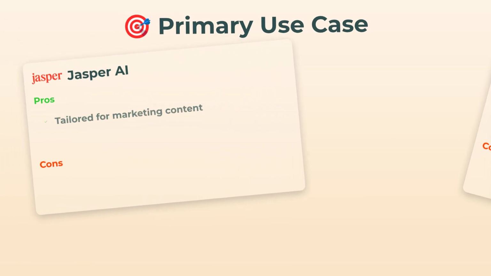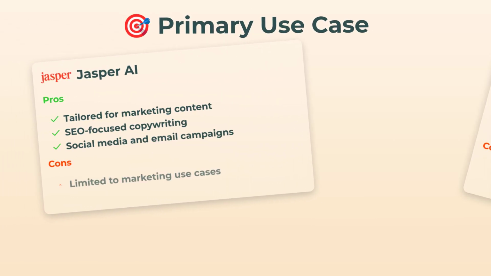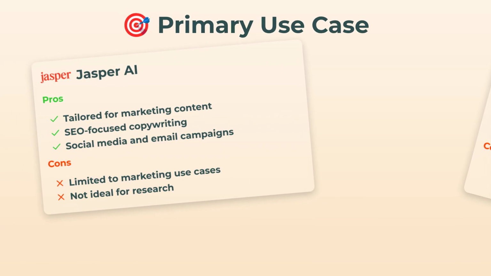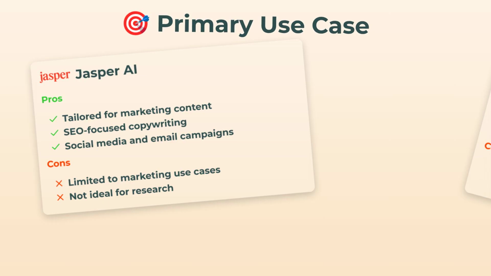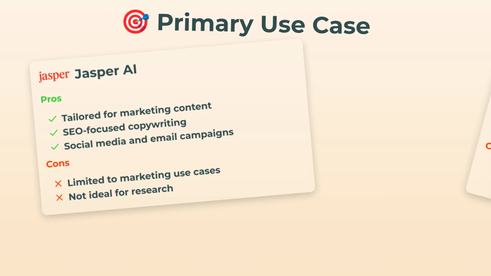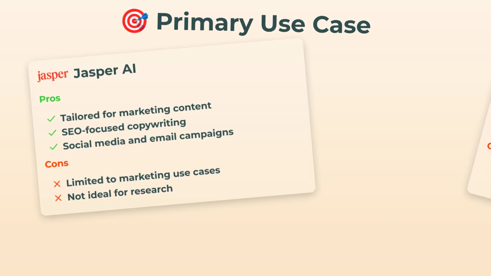Now, jumping to primary use case, Jasper is dialed in for marketing copy. Whether you're pumping out blog posts, social media blurbs, or email campaigns, this thing is built for you. But, and here's the catch, it's not meant for research and digging up facts. So if that's what you need, it might just let you down.